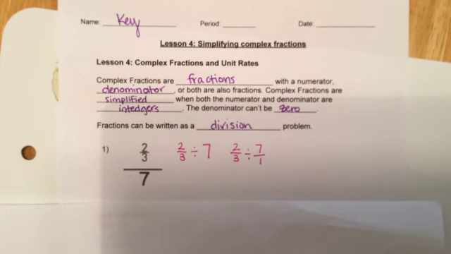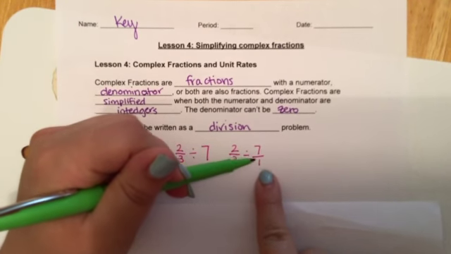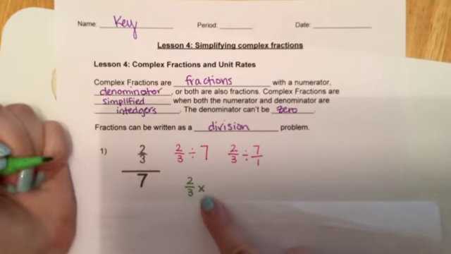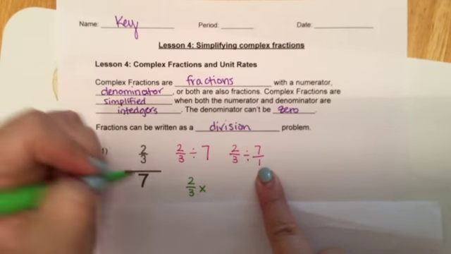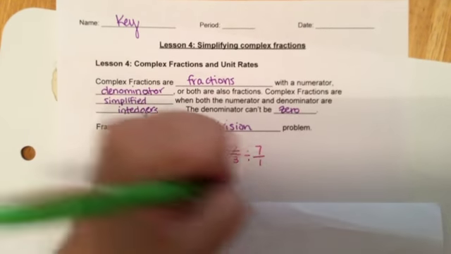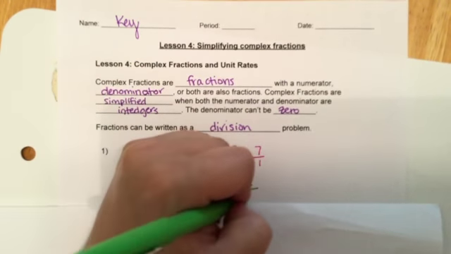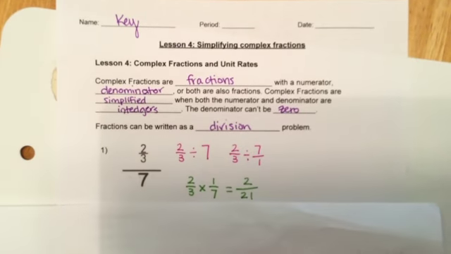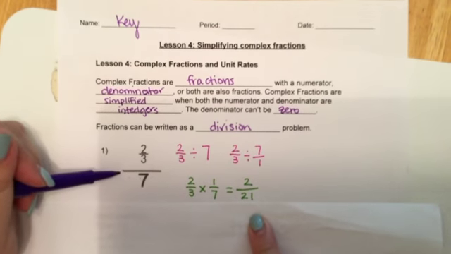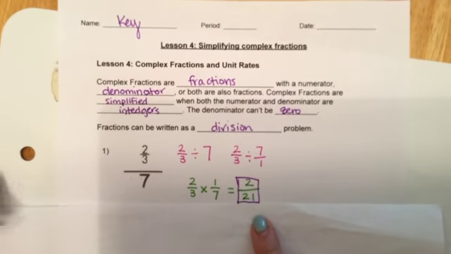Now, when dividing fractions, we want to take the first fraction and multiply by the reciprocal of the second fraction. So we're going to take 2/3 and we're going to multiply it by the reciprocal of 7 over 1, which is 1/7. Okay? Now we're just going to go ahead and we're going to multiply straight across. 2 times 1 is 2, and 3 times 7 is 21. So our simplified fraction for our original complex fraction is 2 over 21. And there you go, we have our answer.